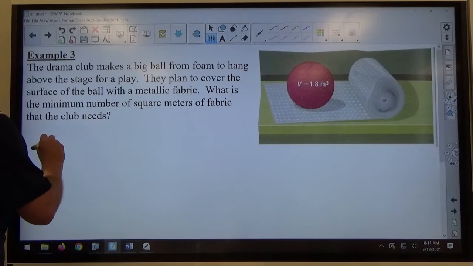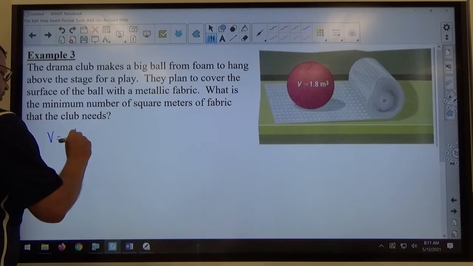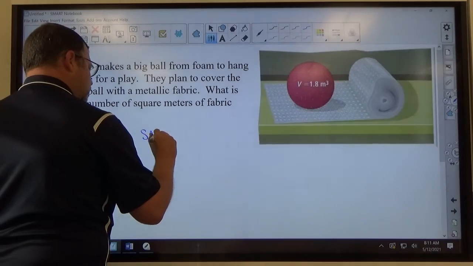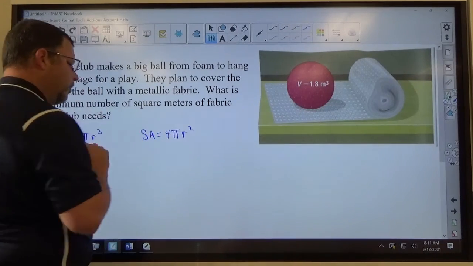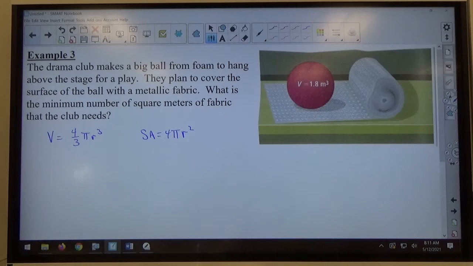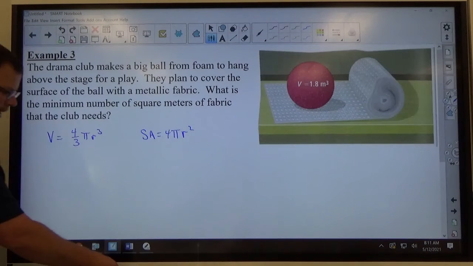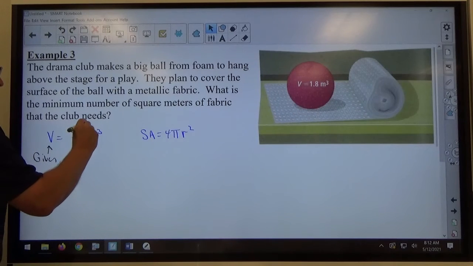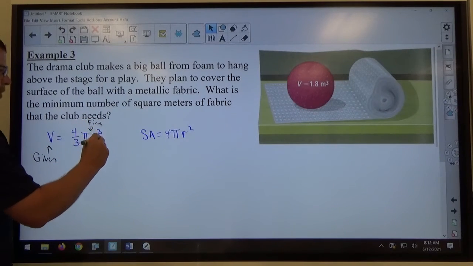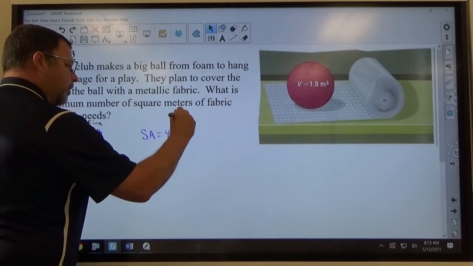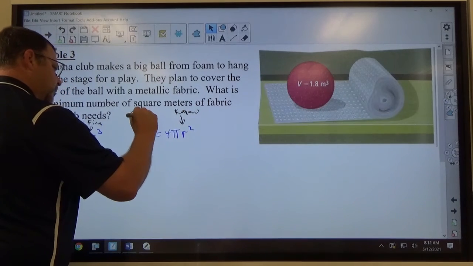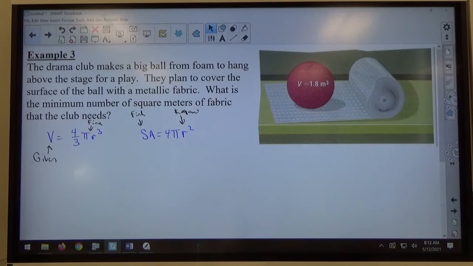So recall from yesterday the formulas. Volume equals 4/3 pi r cubed, and surface area equals 4 pi r squared. Those are your two formulas for a sphere. What they're doing is giving us the volume, and that will allow me to find the radius. Once I know the radius, I can find the surface area. So that's the path we're going to take here.